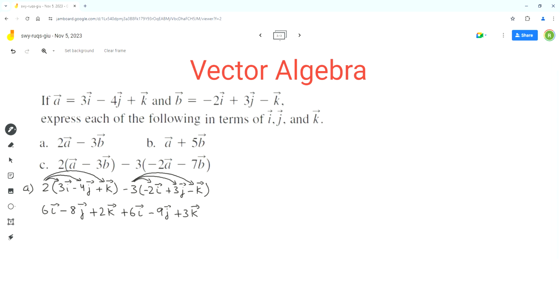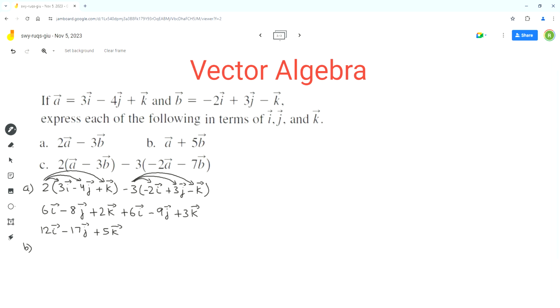Now we can combine the i, j and k terms. So for i, 6 plus 6 is 12. For j, negative 8 minus 9 is equal to negative 17. And then for k, 2 plus 3 is equal to 5. So this should be the final answer for part A. Now we can analyze part B.